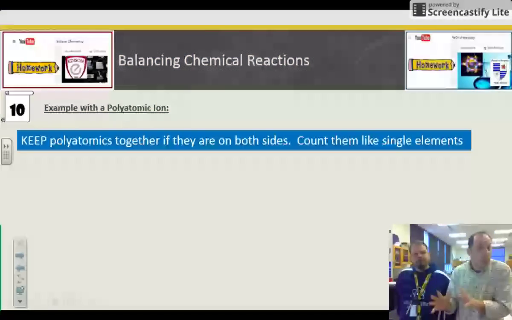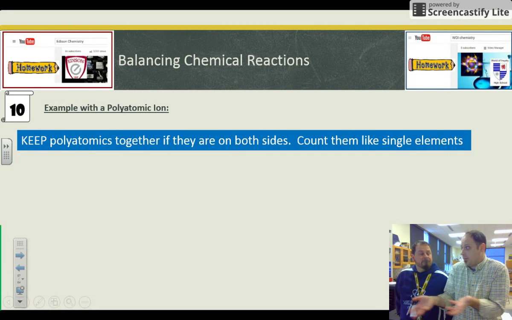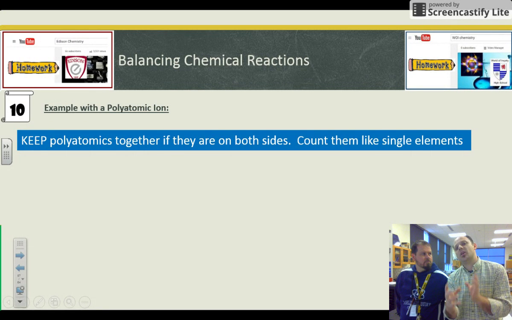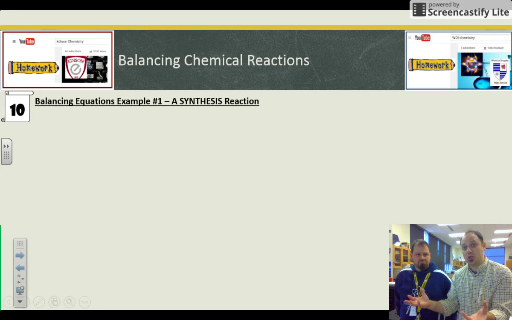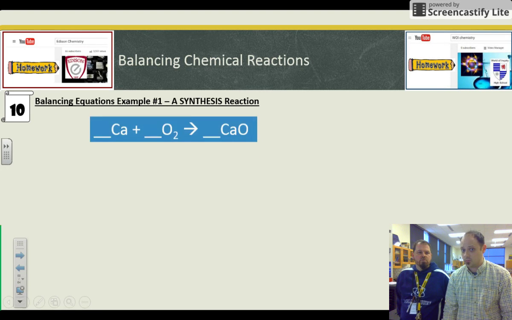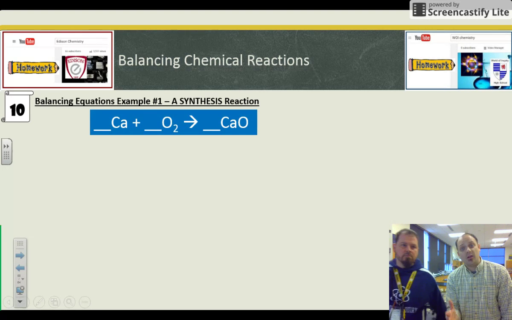Well, anyways, a polyatomic ion is an important chunk of atoms that stay together. And when a chunk of atoms stays together in the reactants versus the products, we can just treat it as a unit and don't have to actually break it down. So much easier. Okay. Let's balance a synthesis reaction.